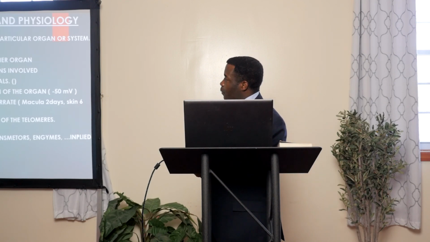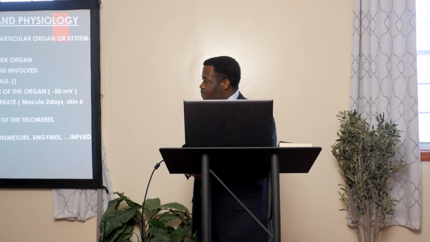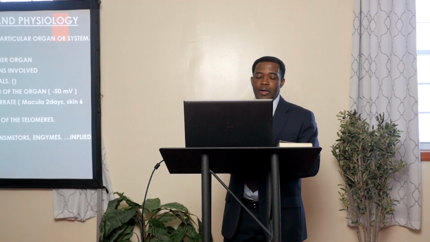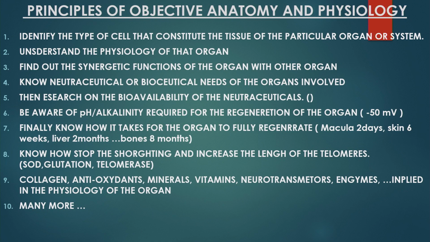So in this study, we are going to be looking at about 10 things. Number one, I would like to call it the principle of objective anatomy and physiology. So if you face any disease, this is what you do. You have to identify the type of cell that constitutes the tissue of that particular organ or system. Okay? If somebody has any problem, say it's a bone problem, you need to know the kind of cell that is.